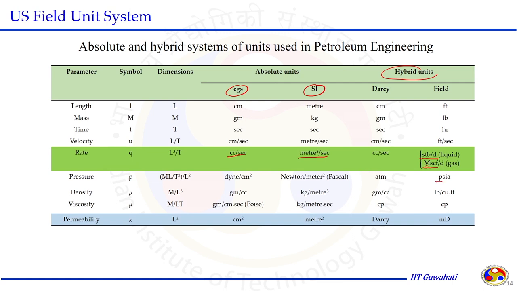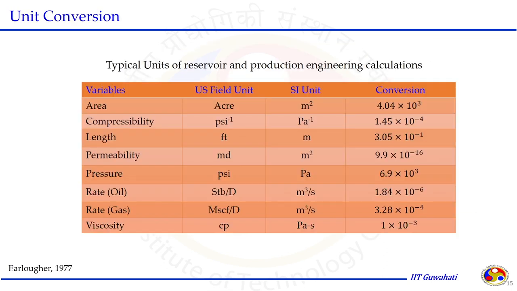Similarly, the pressure is measured in psi, viscosity is measured in centipoise, and the length is measured in feet. The important one is the permeability. The unit in the SI unit system is meter square, while in the US field unit system, it is mostly given in the unit of Darcy or millidarcy. When we deal with different unit systems, unit conversion becomes essential. Some of the units need to be converted from one unit to the other.